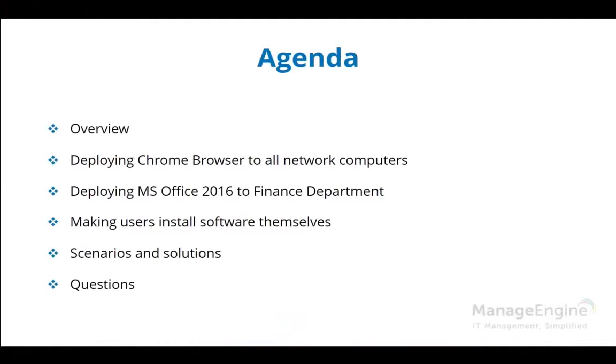The first one is how to deploy a freeware application to all the network machines. In this use case, I have taken the Chrome application, which can be created from our templates and deployed to the network machines. And the next use case is about how to customize commercial applications. For instance, I have taken MS Office 2016, and I will create a package for MS Office 2016 and deploy it to a particular department.